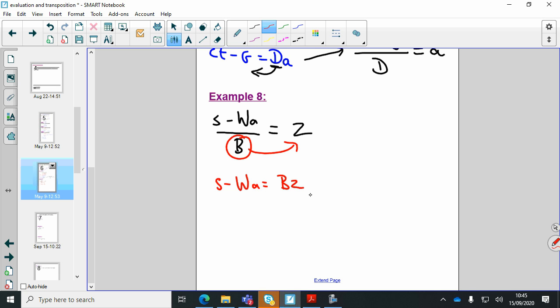It means the same thing. Okay, now this is one of those problems where we have a minus in front of the subject. Okay, you've got minus WA. So because that's minus, I'm going to bring that across first. So it's going to say S equals BZ plus WA. Okay, because I want my subject, the A, to be positive.